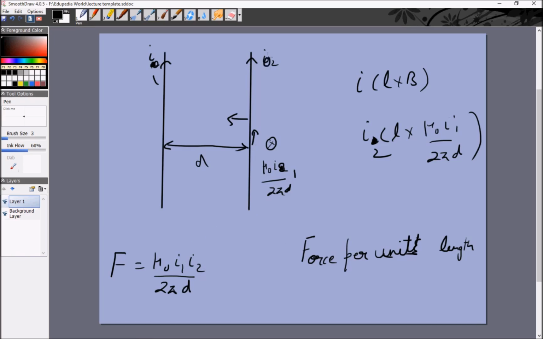Also, if I2 was in the downward direction, this force would be towards the right. So parallel currents attract each other. Two wires carrying currents in the same direction will attract each other, and two wires carrying currents in the opposite direction will repel each other. This is purely due to magnetic field, because any region taken as a whole will be electrically neutral except that positive and negative charges are actually moving in it.